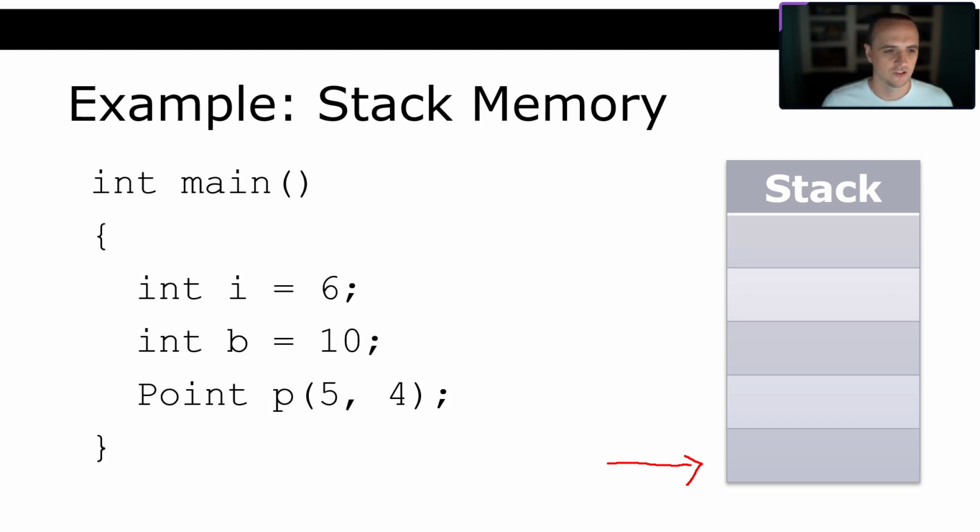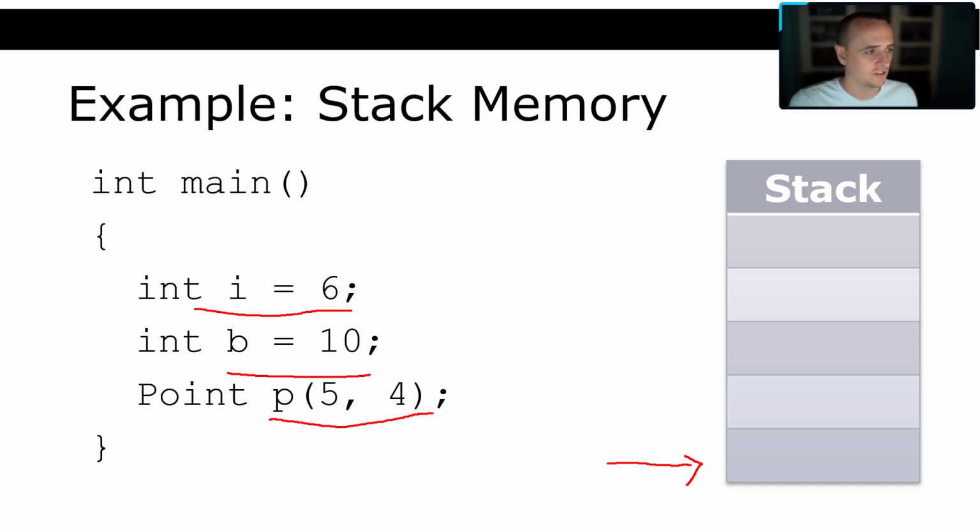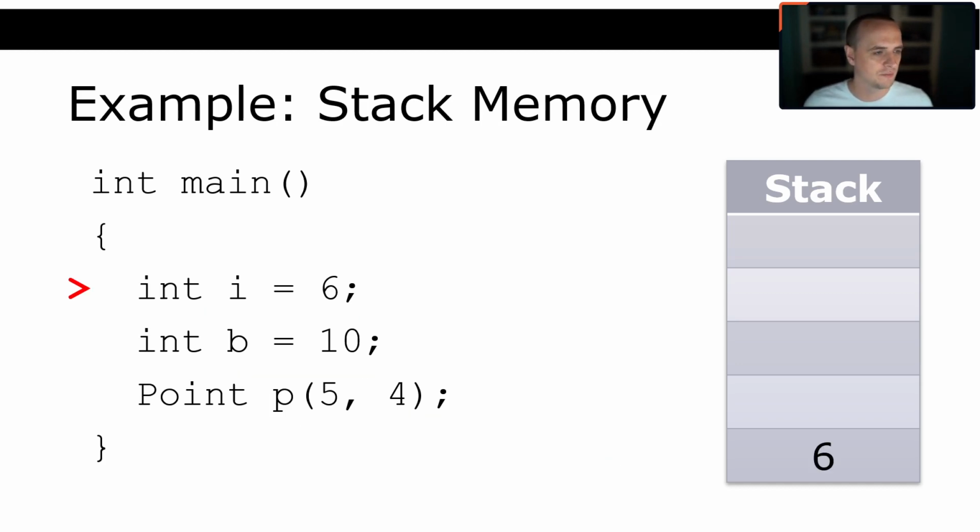All right, so here we have some code over here. We are going to say int i equals 6, int b equals 10, and then we're going to have a point, which is just some custom class that we've created, and that point is going to have an X and a Y. So just picture a Euclidean plane. We have some point data structure that has an X and a Y, and so that's going to store both of those things.